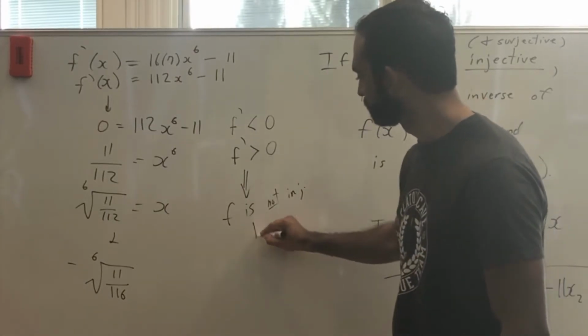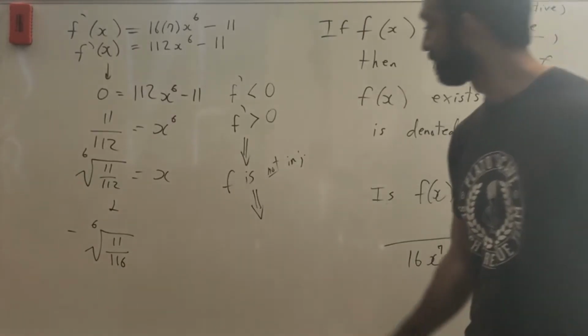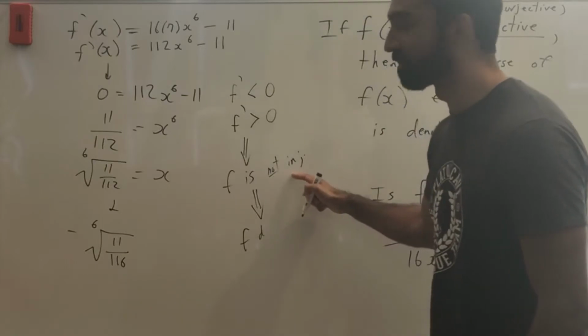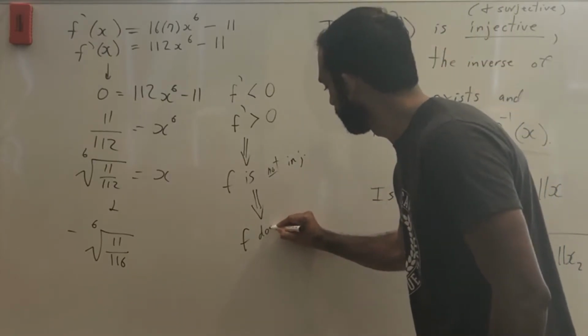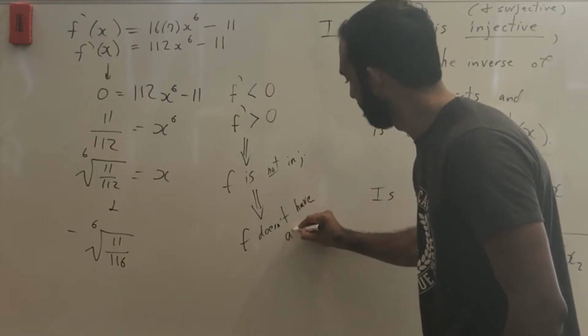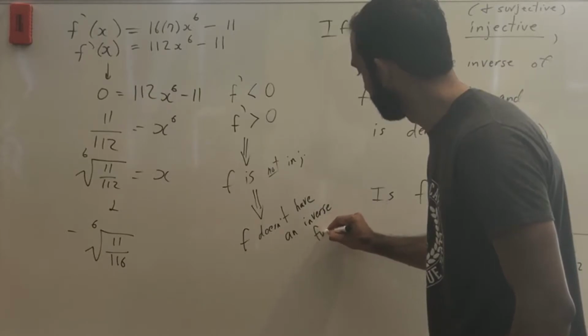injective, which means that f does not have a one-to-one. Well, one-to-one just means injective. And it doesn't have an inverse function. Yes. Does not have an inverse function. Exactly.